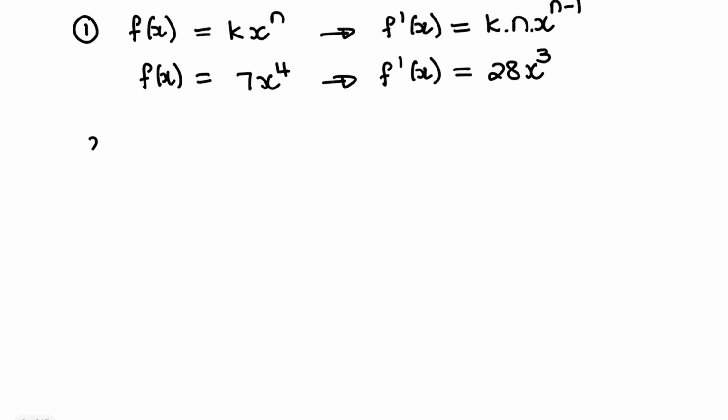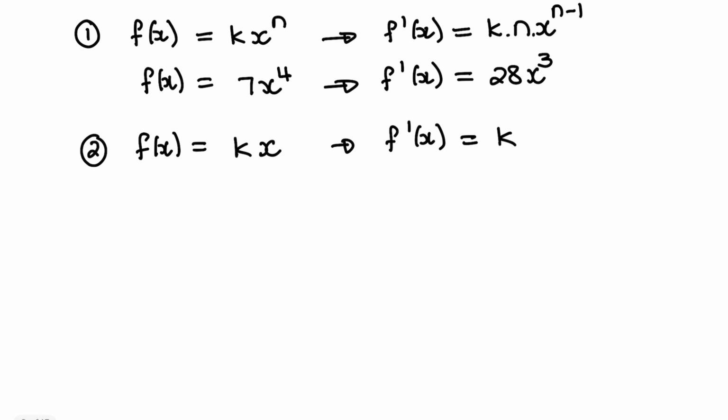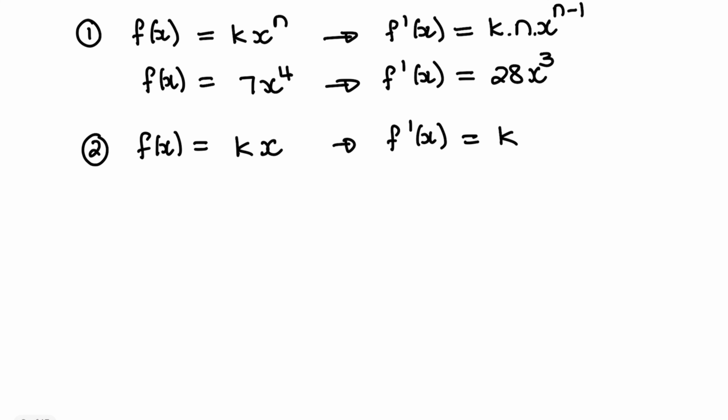The second rule says that if we have f(x) as k, which again is the coefficient, times x, then the derivative would be simply the value of k. Let me show you an example again. Let us say f(x) is equal to 6x, then the first derivative of f(x) would simply be 6, which is the coefficient.